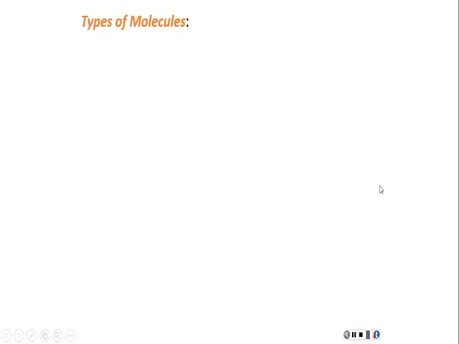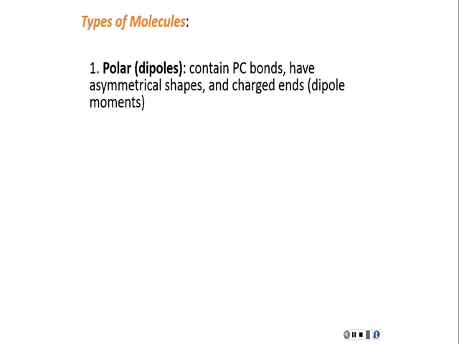Now we're going to put all that information together. In order to figure out what type of molecule you might have, we have to know what kind of bonds there are and the shape. So the first type of molecules we can see are called dipoles or polar molecules. They must contain polar covalent bonds. Then they will have asymmetrical shapes, which will cause them to have charged ends. So these polar molecules can look like little magnets, and thus they attract each other.